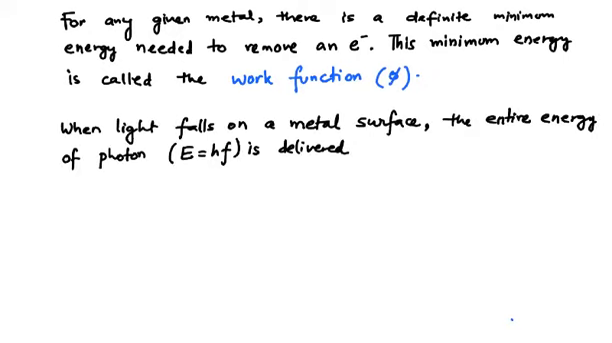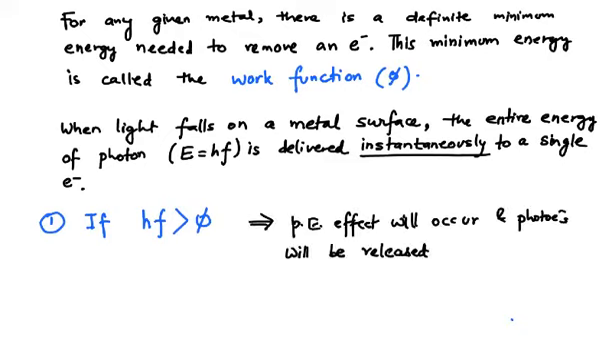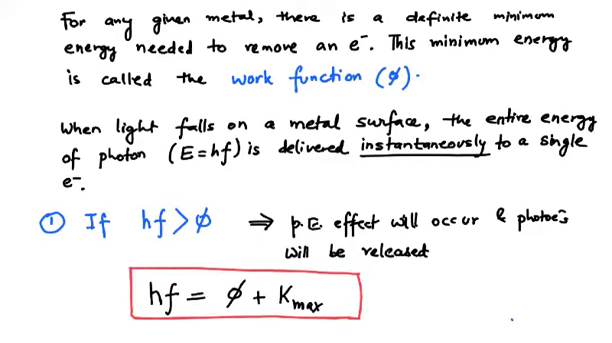Now if this photon energy is greater than the work function of the metal, the photoelectric effect will occur and photoelectrons will be released. But since hf is greater than the work function, the excess energy appears as kinetic energy of the photoelectrons because they need energy to move to the collector. So when the photon energy hf is given, it is partially used to remove the electron from the metal surface, and the rest of the energy goes as maximum kinetic energy to the photoelectrons.